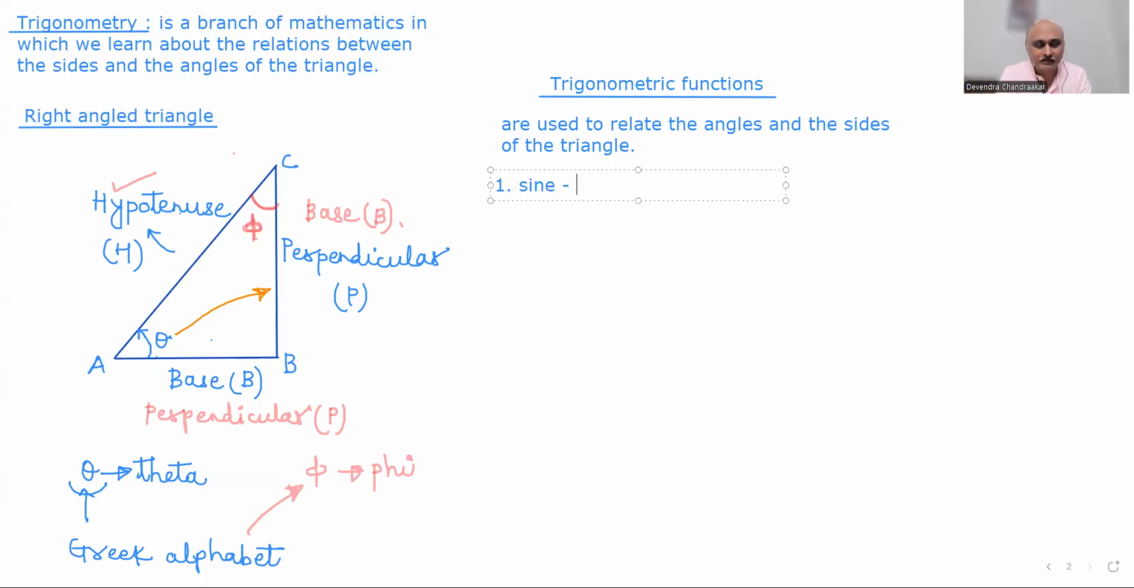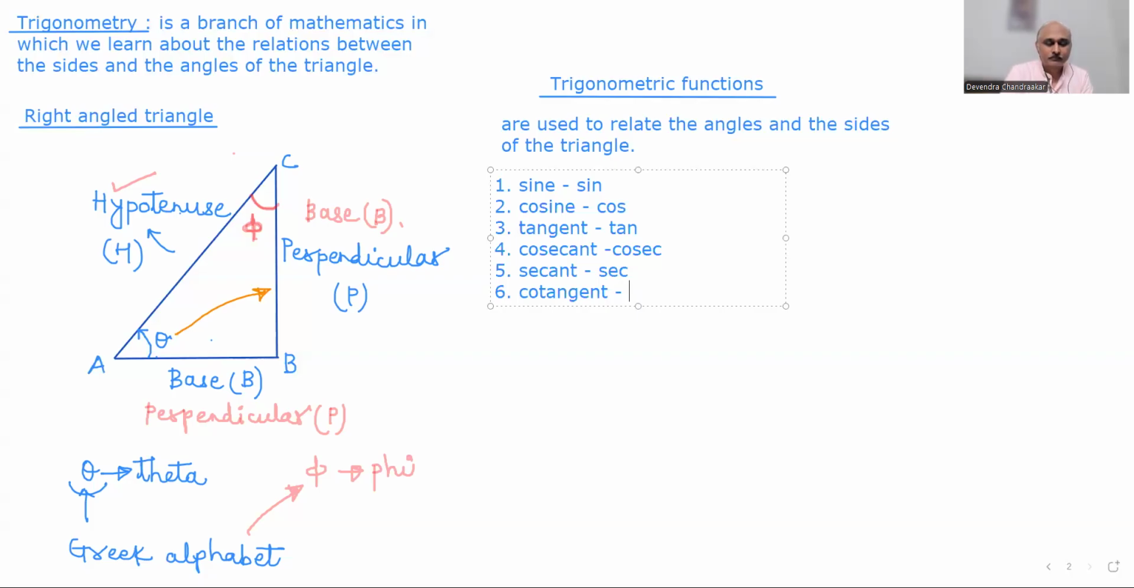So, first one is sine. In short, it is written as sin, but pronounce it as sine. Don't pronounce it as sin, okay? Second one is cosine. It is cos. Third one is tangent. It is tan. Fourth one is cosecant. It is cosec. And fifth one is secant. It is sec. And sixth one is cotangent, and it is cot. Okay. So sine, cos, tan, cosec, secant, cot.